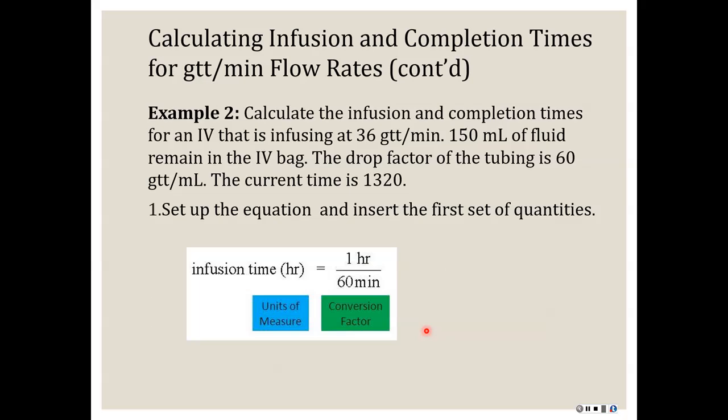When we look at this example, let's look at an IV that's infusing at 36 drops per minute. We have 150 milliliters left in the bag. The drop factor of the tubing is 60 drops per milliliter, and it is currently 1320. Okay, so again, we're looking for our infusion time. We have hours here, so we know we have to start out with hours here. We know that 1 hour is equal to 60 minutes.